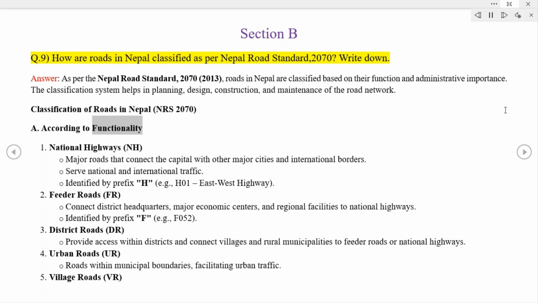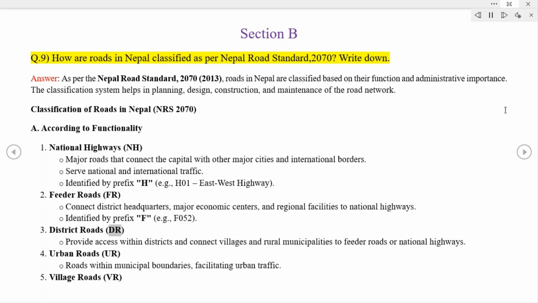A. According to functionality. National highways, NH. Major roads that connect the capital with other major cities and international borders. Serve national and international traffic. Identified by prefix H, example H01, East-West Highway. Feeder roads, FR. Connect district headquarters, major economic centers, and regional facilities to national highways. Identified by prefix F, example F052.